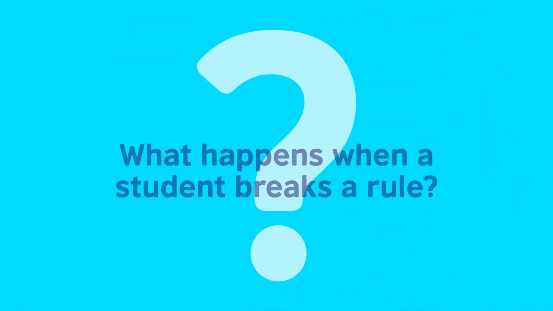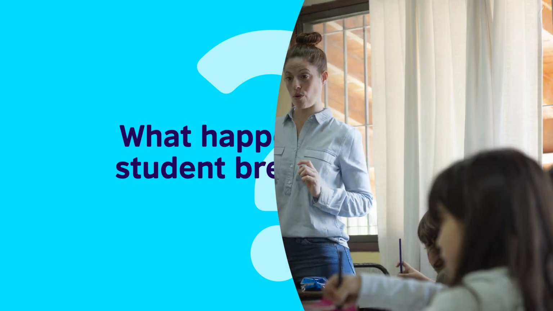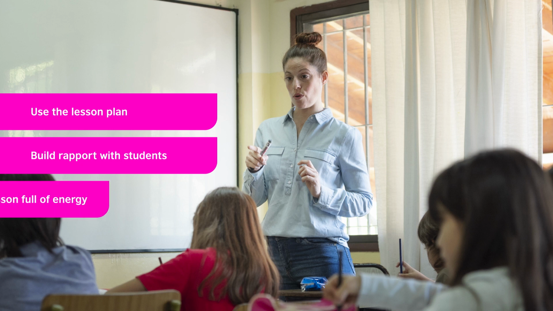What happens when a student breaks a rule? When do we remind them, and when do we discipline them? It is hard to give guidance on this because each situation is different. My personal belief about discipline comes from the idea that it is me that needs to change. I can do this with a lesson plan, building rapport with students, and coming to the lesson full of energy.